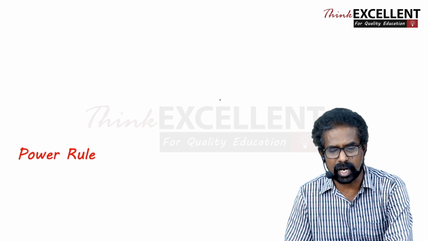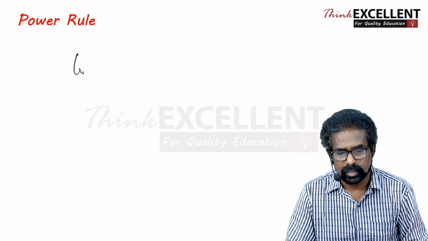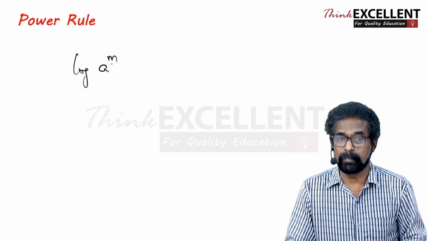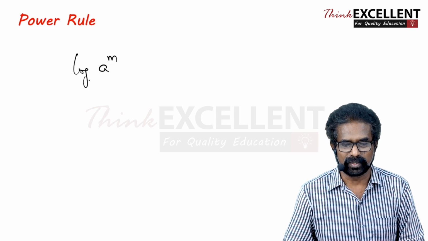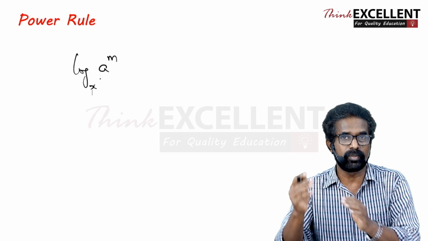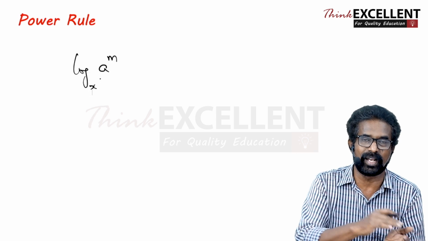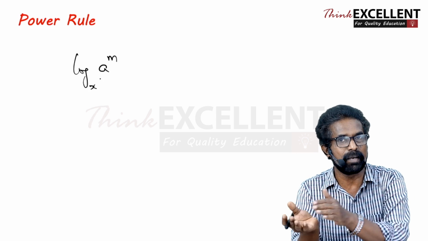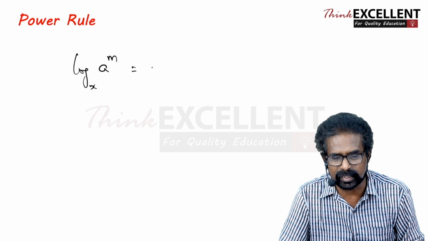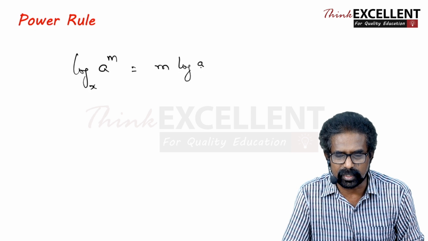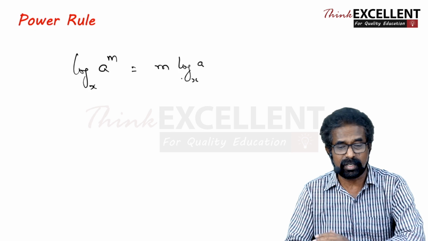And the next one is called power rule. So log A power m, so that is why we call it the power rule. Some base x. Now the power goes front. Log A raised to m, the m comes front. So you are getting m log A to the base x. So this is called power rule.